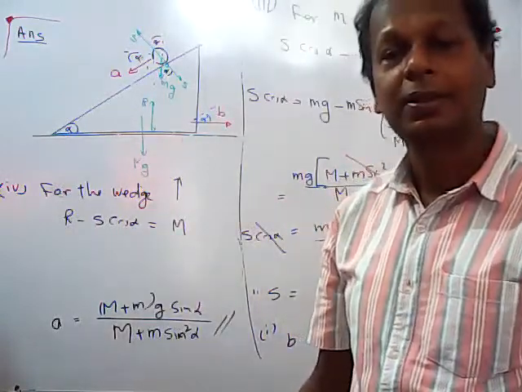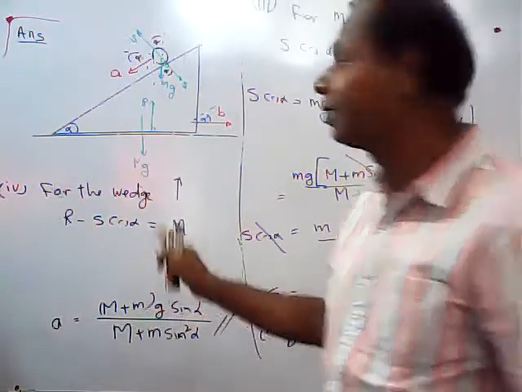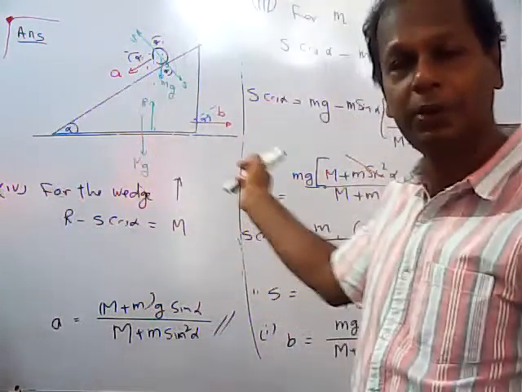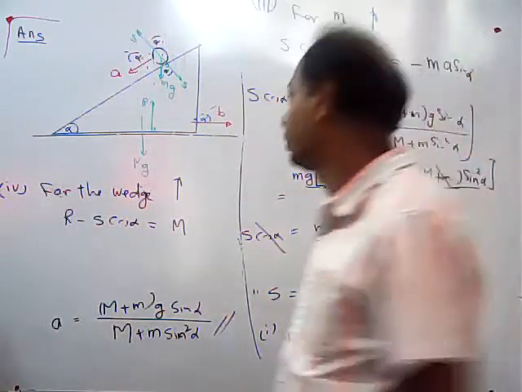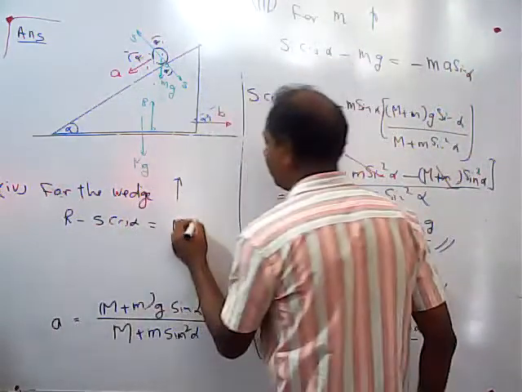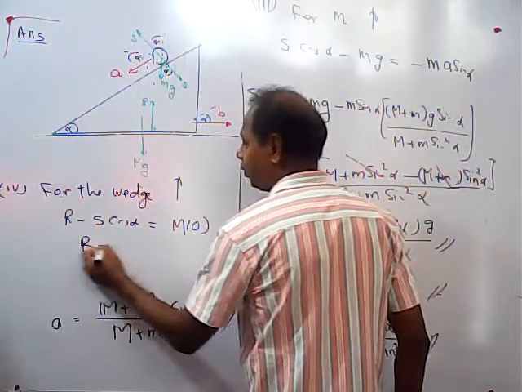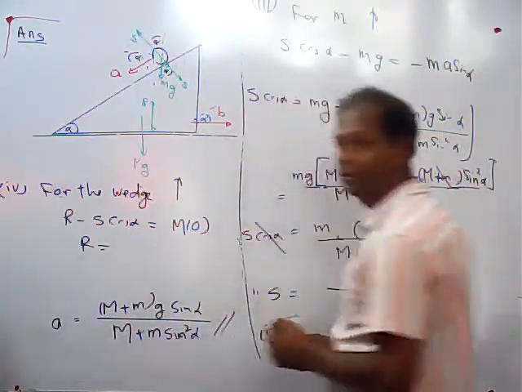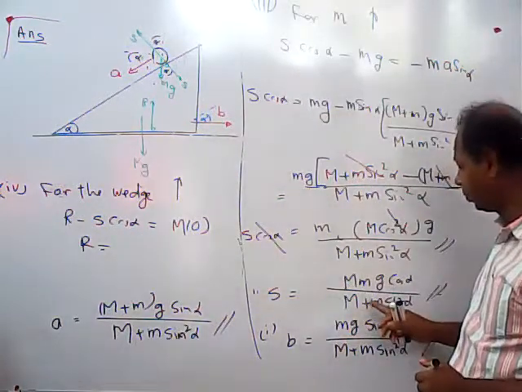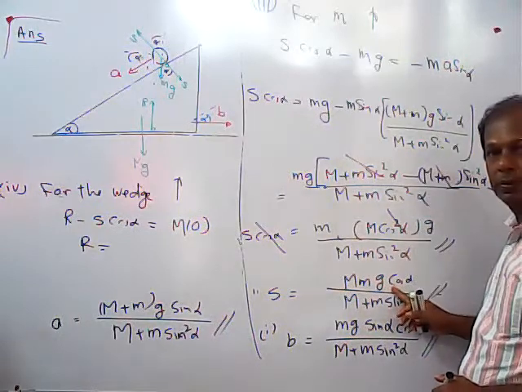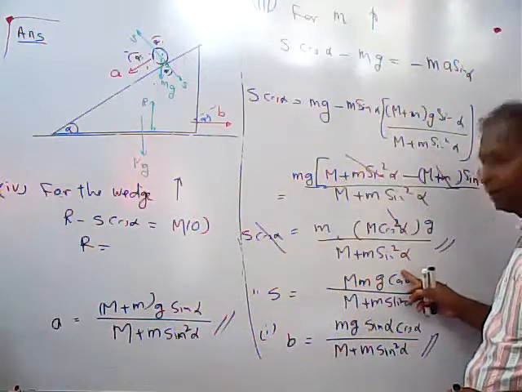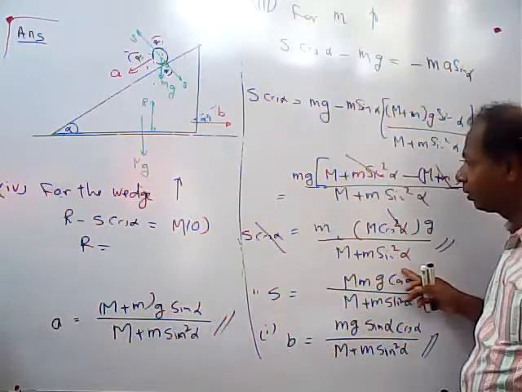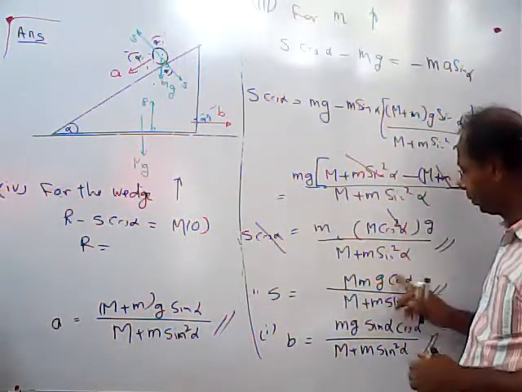So it's very easy. That's the easiest thing to do. Consider the wedge and apply vertically. You get a very simple equation. You can quickly find R into 0. So R is equal to S cos alpha. We found S a moment ago. Just multiply this by cos alpha, to make it cos square alpha. That's all you have to do.